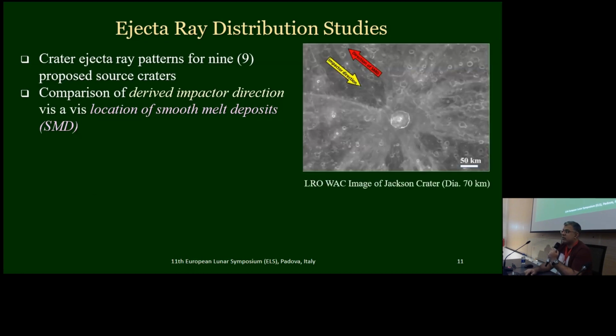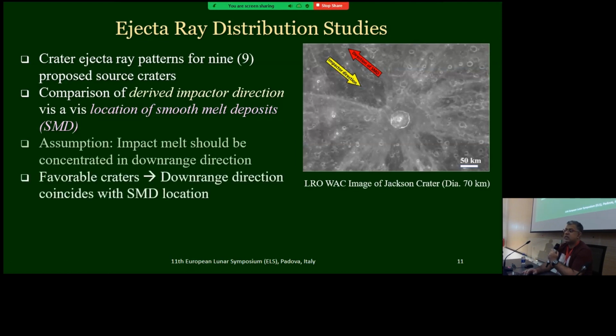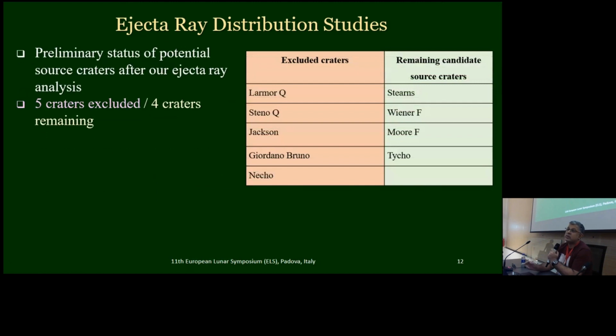For example, here we have the crater Jackson, where the yellow indicates the direction of the impactor, while the smooth melt deposit is located in the opposite direction. Here, the assumption is that the impact melt should be concentrated in the downrange direction. Essentially, favorable craters will be the ones where the downrange direction coincides with the smooth melt deposit locations. With this, we have been able to rule out 5 craters out of 9, and 4 craters are still remaining for further investigation.